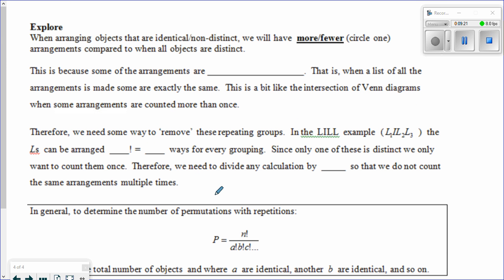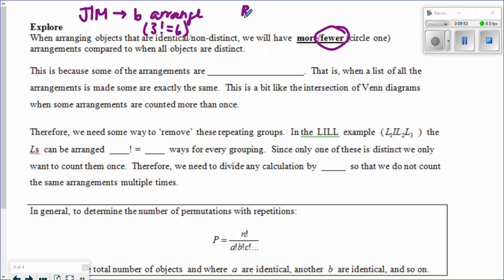So the next part, it says explore when arranging objects that are identical or non-distinct. We have fewer possible arrangements compared to when all the objects are distinct. So again, when we had the letters J, I, M, we were able to find 6 ways to arrange it. And so again, that was 3 factorial equals 6.